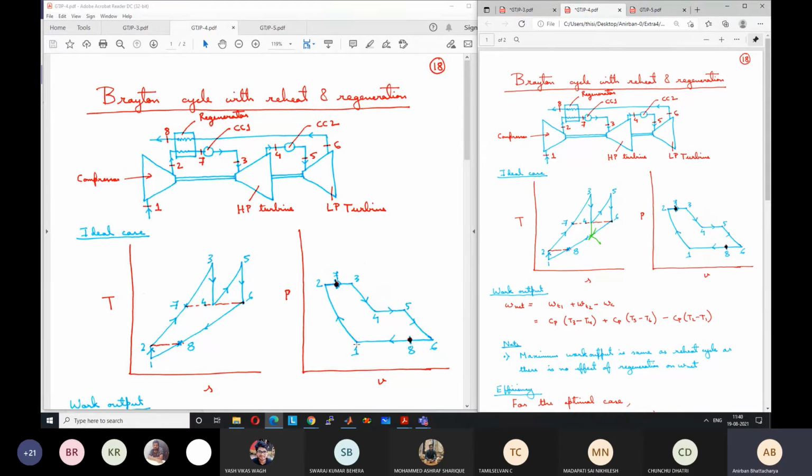So anyway, for the PV diagram, 1 to 2 is the isentropic compression. 2 to 7 is the constant pressure heat addition. The 7 point is somewhere in between 2 and 3.